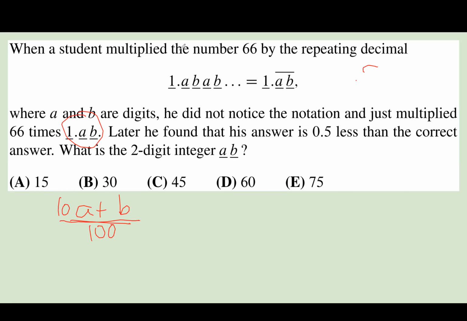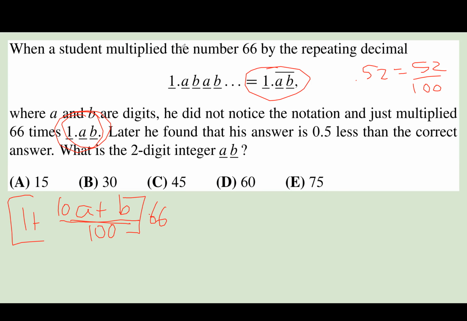For example, how do you get 0.52? You get 0.52 by doing 52 divided by 100, which is 50 plus 2 over 100, or 5 times 10 plus 2 over 100. So that's how you get it. So this number here would be obtained by doing 1 plus (10A plus B) over 100, and he multiplies this by 66. Now, how would we get 1.AB repeating forever? Well, the way you get repeating decimals is by dividing by nines.